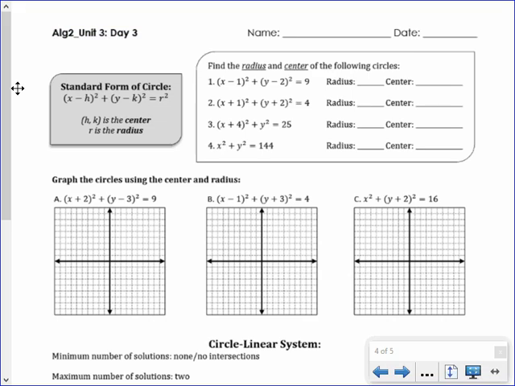We're going to start just our review of circles again. You guys would have learned this in geometry. Everybody should have their notes out.